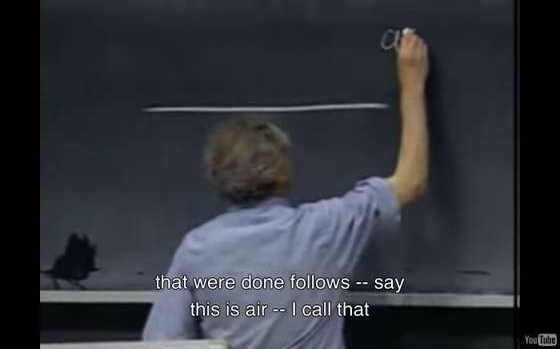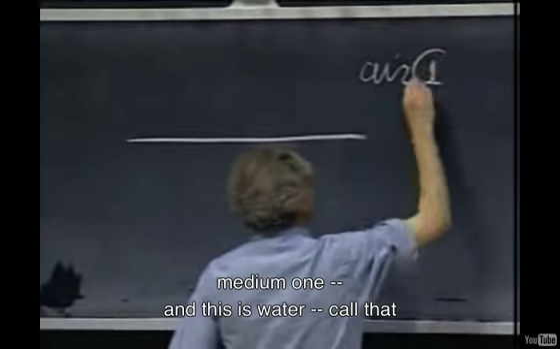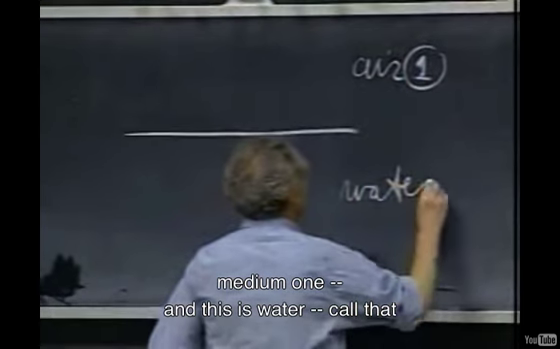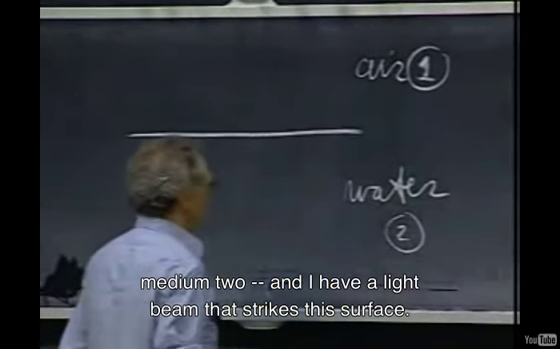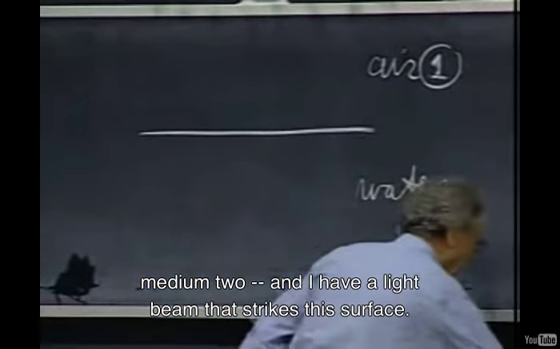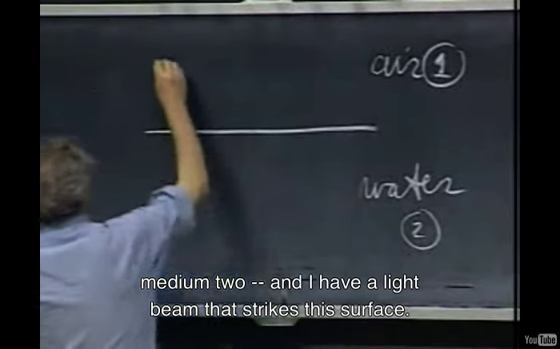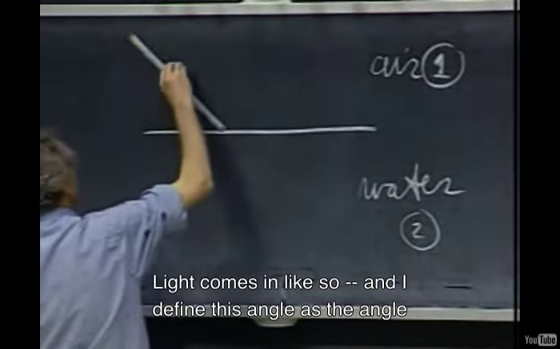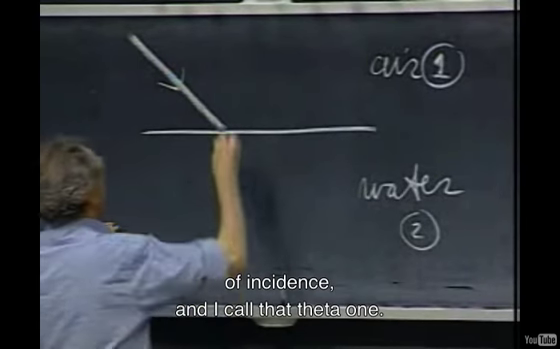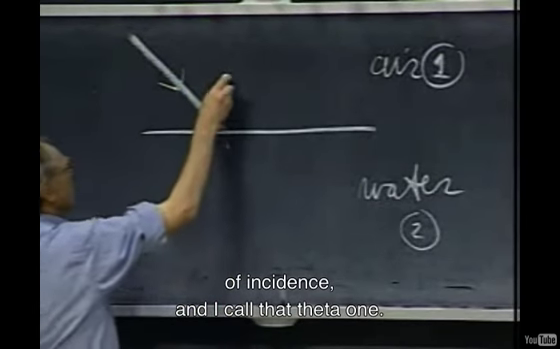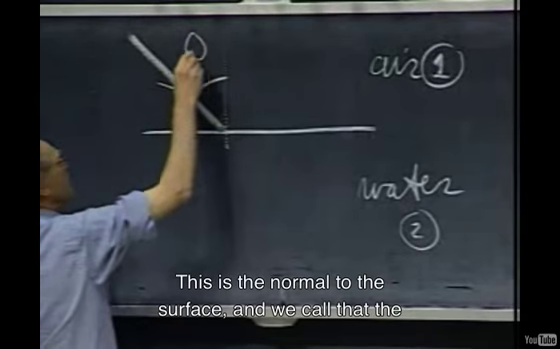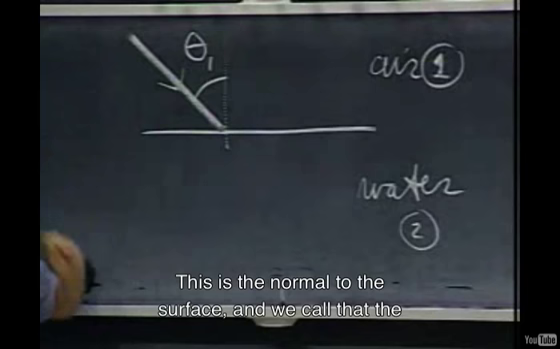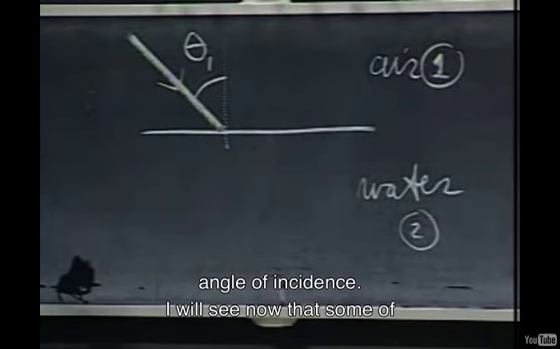Say this is air. I call that medium 1. And this is water. Call that medium 2. And I have a light beam that strikes this surface. Light comes in like so. And I define this angle as the angle of incidence. I call that theta 1. This is the normal to the surface. We call that the angle of incidence.